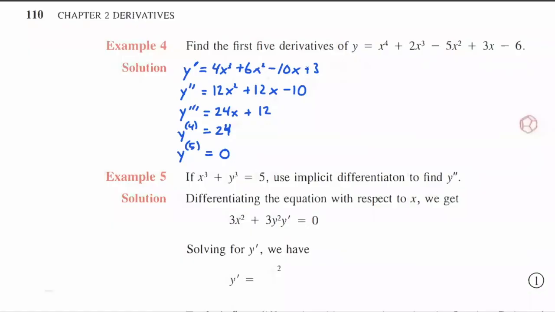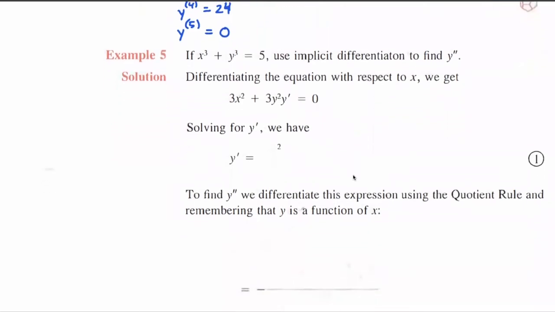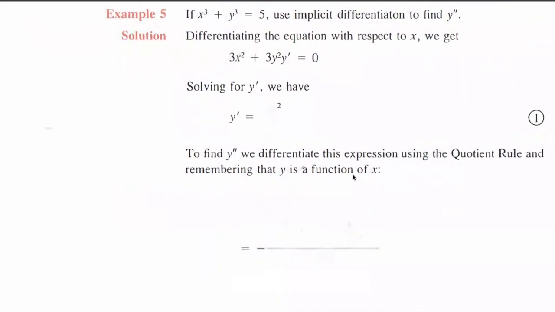All right, I think we're ready to tackle example number 5. Example number 5 says we have an original function here, x cubed plus y cubed is equal to 5. And it actually gives us a hint. It says use implicit differentiation to find y double prime. Now, of course, to find y double prime, we'll probably have to get the first derivative. And remember that y is a function of x as well. So we're going to have to use implicit differentiation just to find the first derivative.